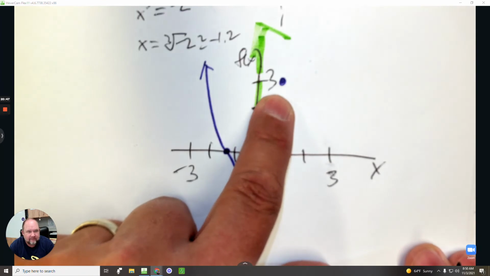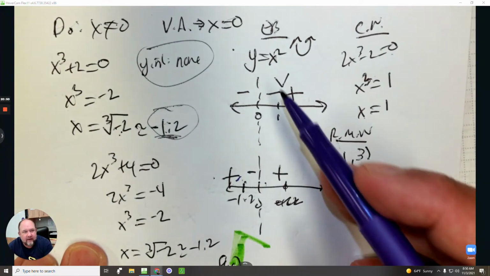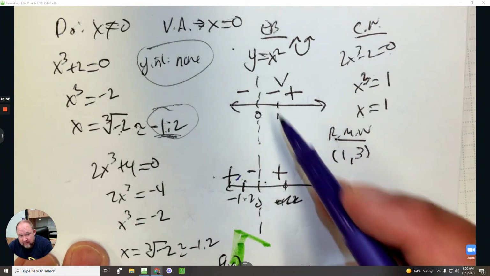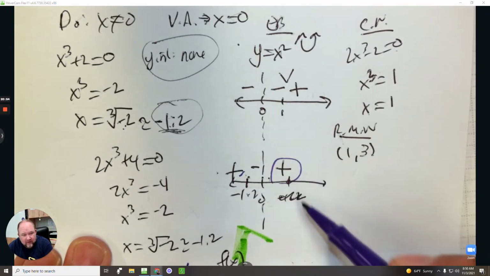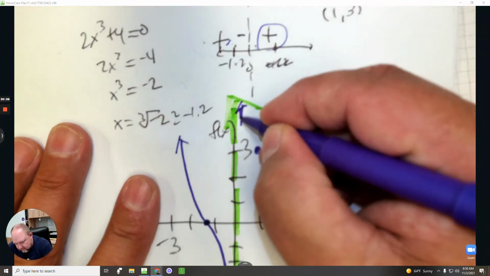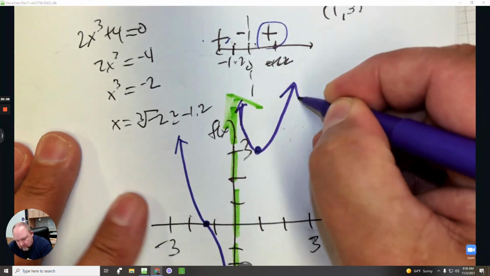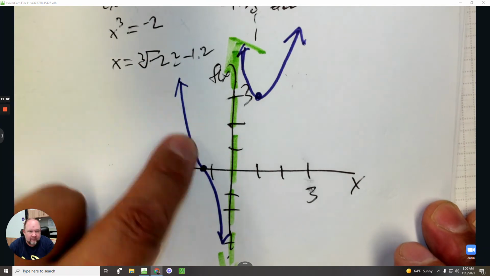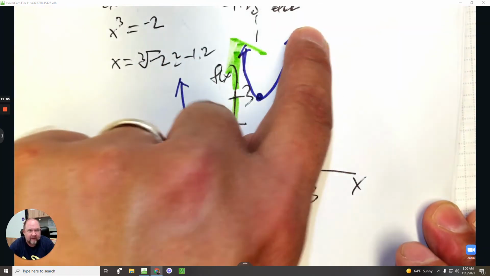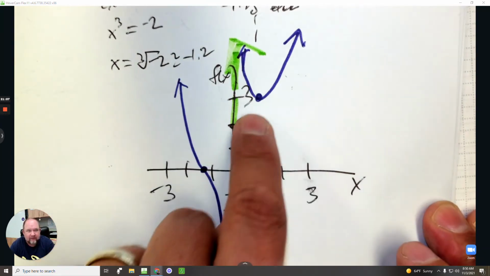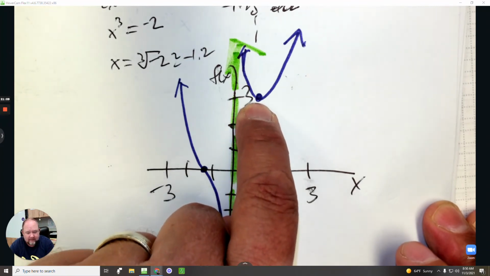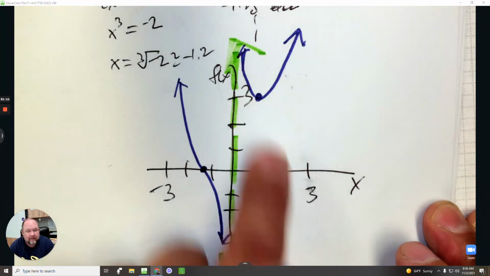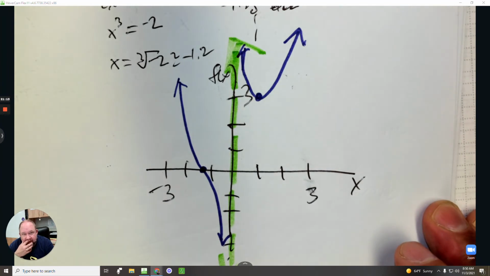On this side, it's decreasing, but the concavity is all concave up. And there's your picture. So you have the concavity, it's decreasing. You have the concavity, it's decreasing and then increasing, and we have a minimum at 1, 3. What do you think? All right, 38. That's a good question.